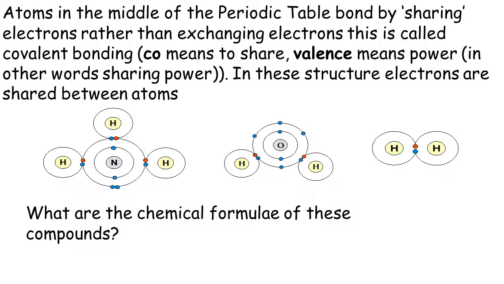What are the chemical formulas for these compounds? So the one on the left, ammonia, 1 nitrogen and 3 hydrogens. So what would the formula be? NH3. The next one, the water one in the middle, not difficult. Two hydrogens and one oxygen, H2O, and hydrogen there, we've got two hydrogens, so that's just going to be H2.